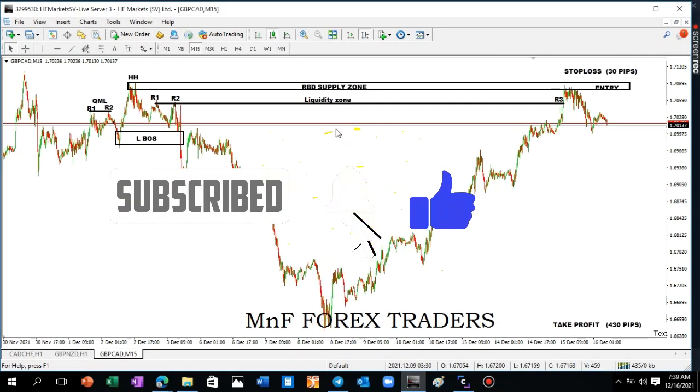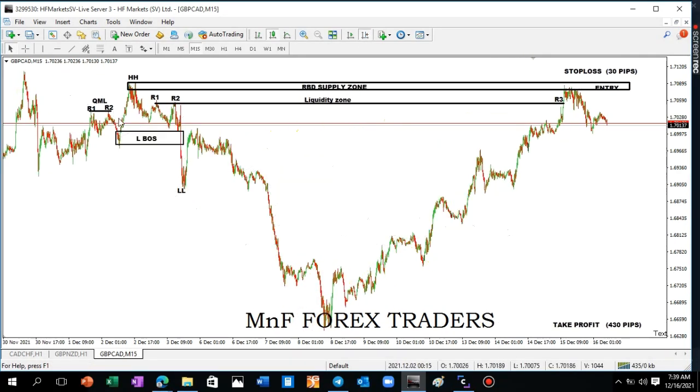Beautiful setup. Okay. QML, what we call a dual resistance QML, a lower low and a higher high, then break of structure, resistance, the market takes out the liquidity, comes to this entry, and we go in. Just like that. As simple as that. I mean, what can be so difficult, right?